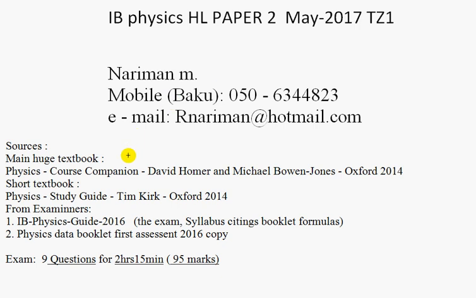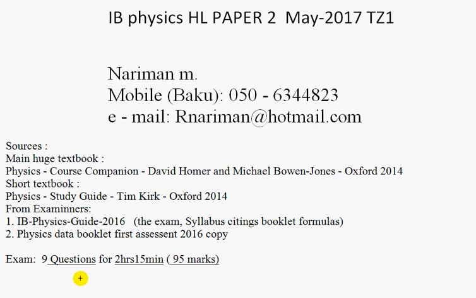To prepare for the exam you can use IBDP Physics, the huge textbook from Oxford, or the short textbook from Tim Kirk, Oxford. From the examiner, I recommend you to have the IB Physics Guide, which has the syllabus, and also the physics data booklet with formulas. This booklet will be available at the exams.